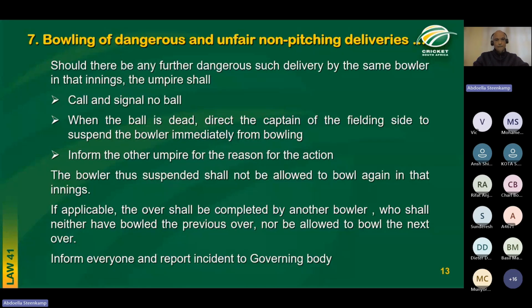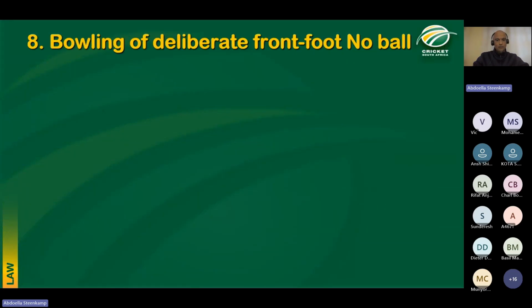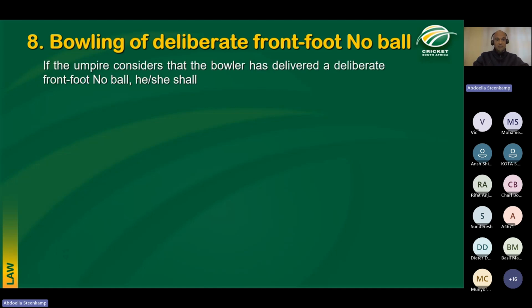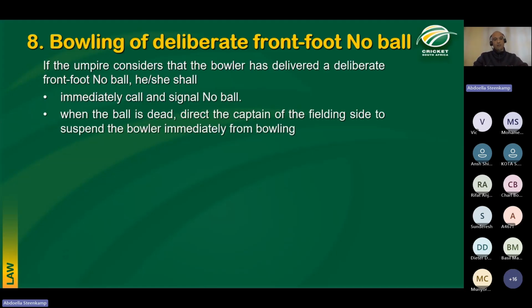Next subsection under Law 41. So what happens if a bowler bowls a deliberate front foot no ball? And emphasis on deliberate front foot no ball. So it's you, the umpire. You need to make the call whether you think that this bowler has deliberately bowled a front foot no ball. What is the punishment? So we'll call and signal no ball because the foot is way over.